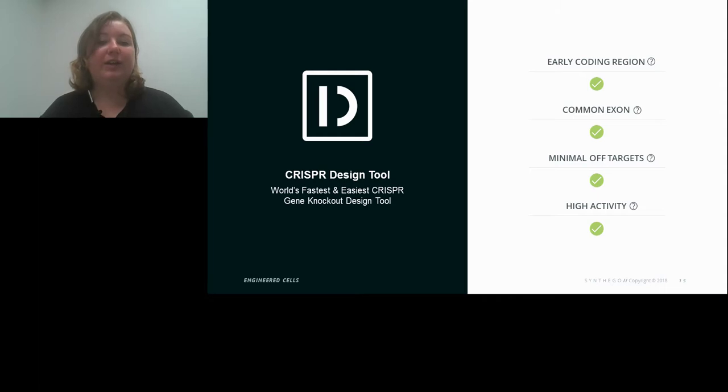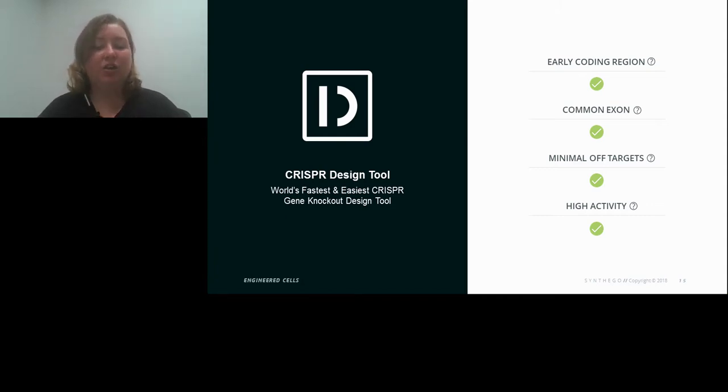And then finally, we try to find guides that have a high activity. There are multiple different scores that people use to rank guides and identify, based on sequence, what kind of guide will be predicted to work better. And from our computing power and from the ability to automate a lot of the processes that we have in-house, we're actually able to test some of these assumptions.